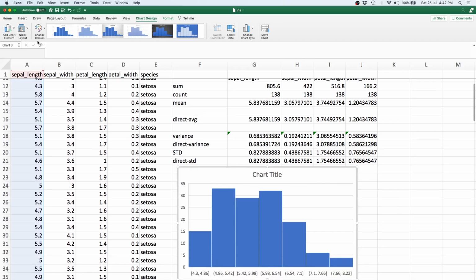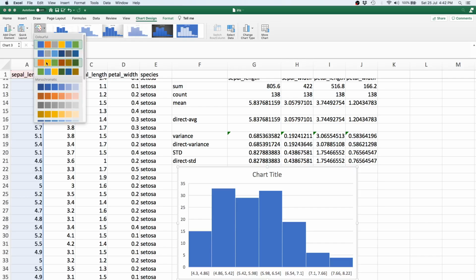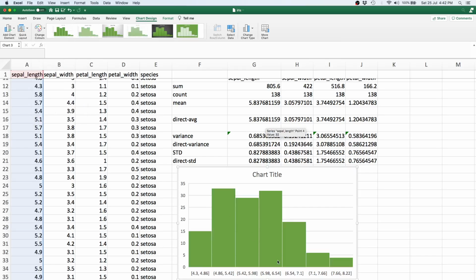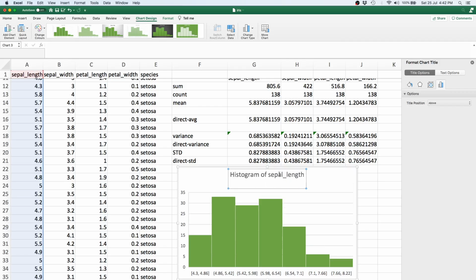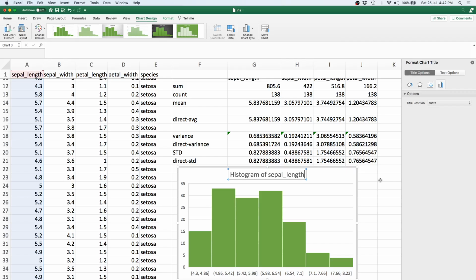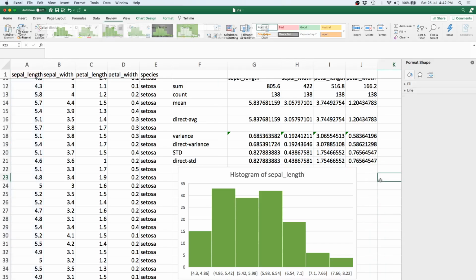So there it is. I can also click on this particular button here to change the color of it. So basically it's blue and let's say I want it in green. So I can click on this, it becomes green, and I can edit the chart title. I can say that this is basically the histogram of sepal length. And there it is. That's basically how I can quickly draw a histogram using Excel.